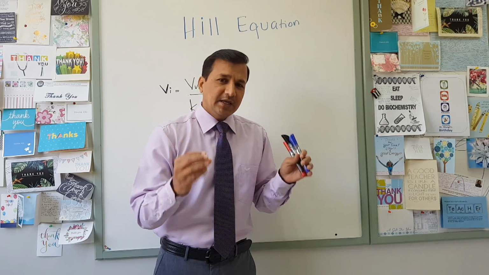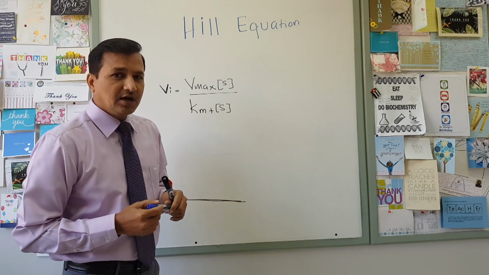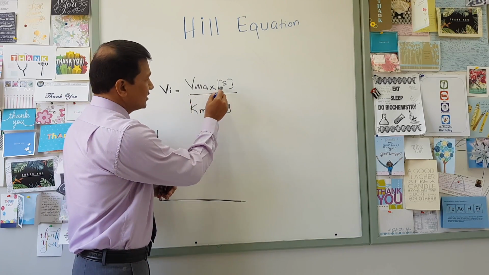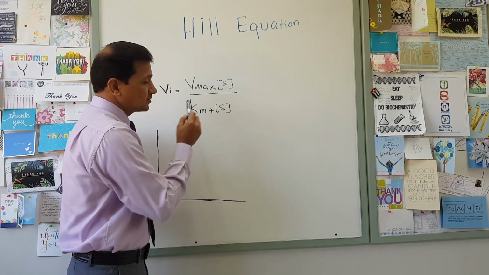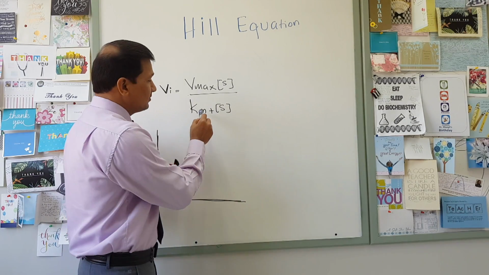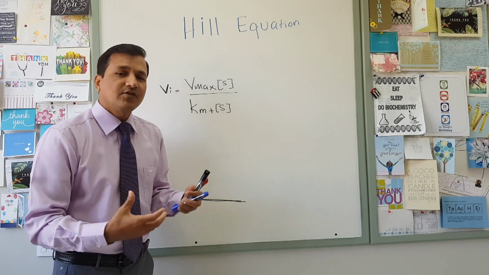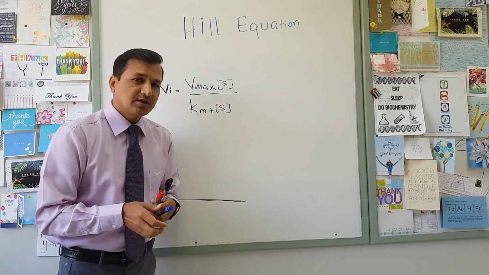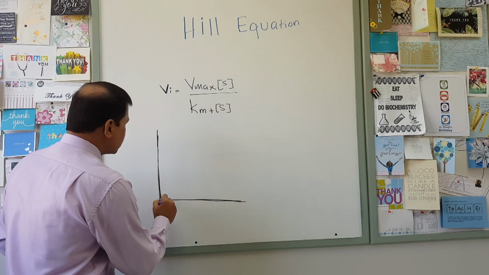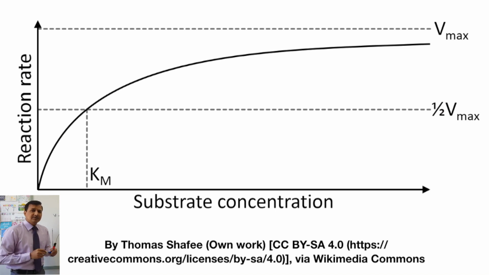Now the Michaelis Menten equation I have written here, it is the initial velocity, that is Vi, equals maximum velocity multiplied by substrate concentration over Km plus substrate concentration. We all know Km is the substrate concentration at which the enzyme reaches half of its maximum velocity. So all simple enzymes which follow Michaelis Menten kinetics will exhibit a hyperbolic reaction velocity curve.